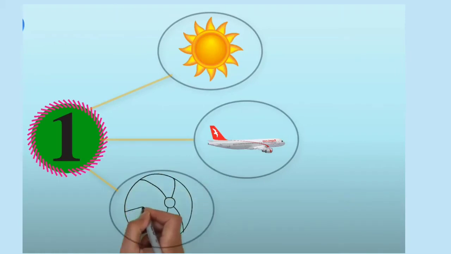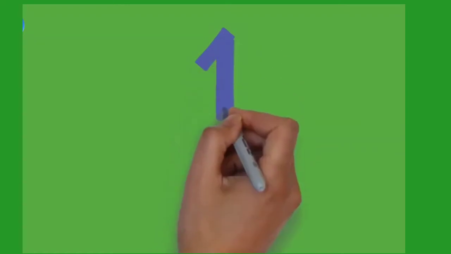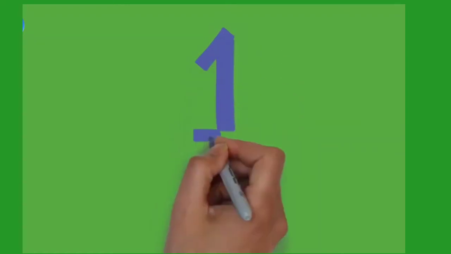You also draw in your textbook. Very good. This is number 1. Draw number 1 like me. 1. O-N-E, 1. Very good.